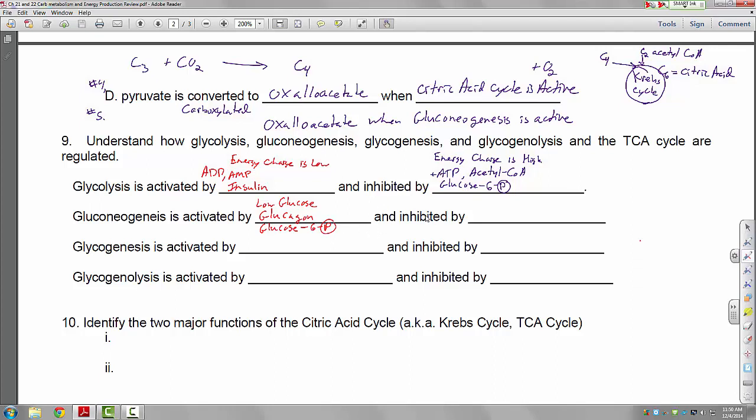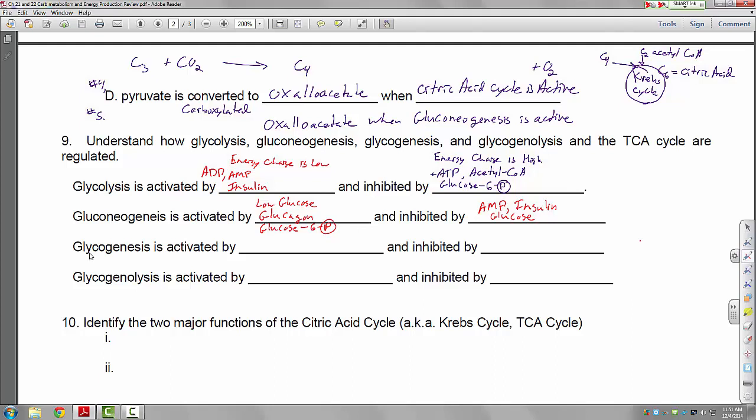So why or when would gluconeogenesis be inhibited? Well, we'll have this diagonal relationship here as well. AMP is going to inhibit gluconeogenesis, as does insulin. And if you think about it, what's the product of gluconeogenesis but glucose? Right? So if we've got a lot of glucose around, why do we need to make more? We don't want to make more, so we're going to inhibit gluconeogenesis when we have high levels of glucose.